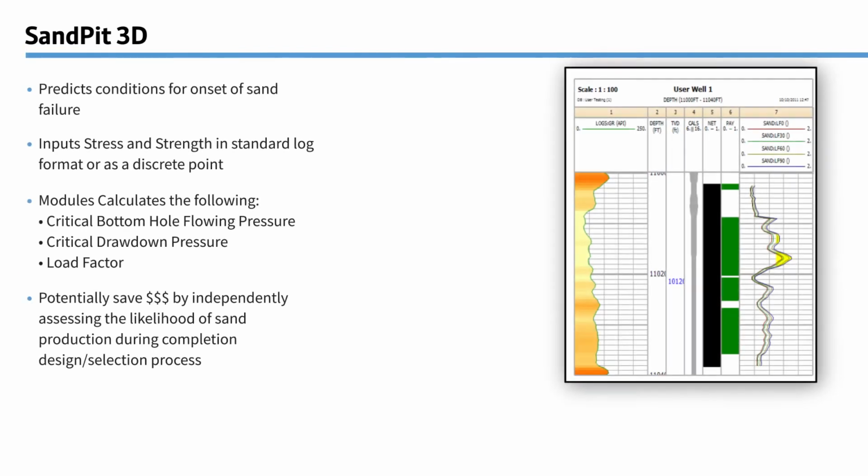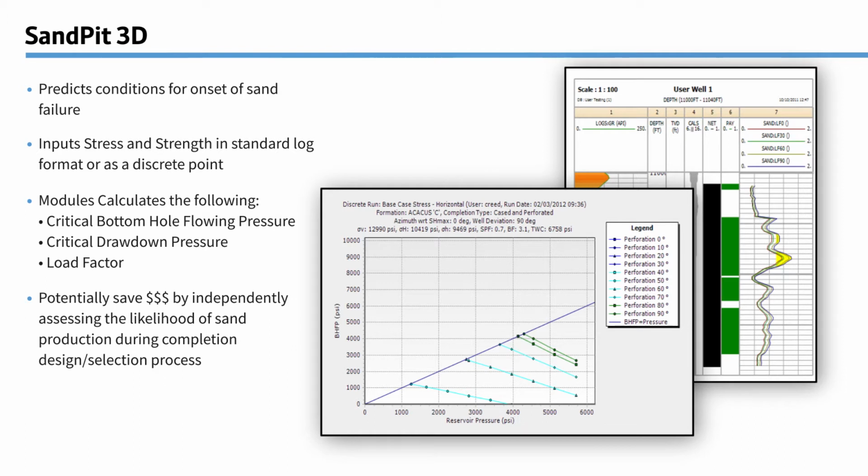And finally, we have the Sandpit 3D module. So this is predicting the likelihood of sand production under various different conditions and with various different completions and perforations. When you're planning for the likelihood of sand production, obviously there are some very expensive solutions in terms of downhole hardware, but this module lets you do an independent assessment of how likely it is you're going to need that type of completion.